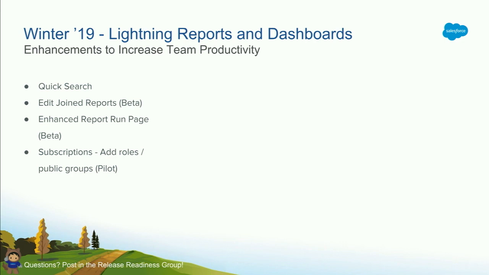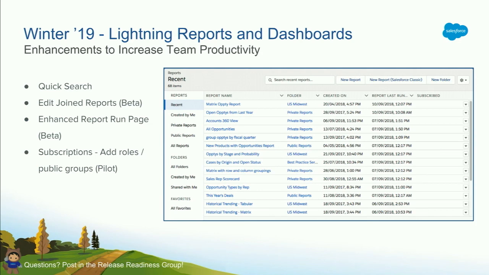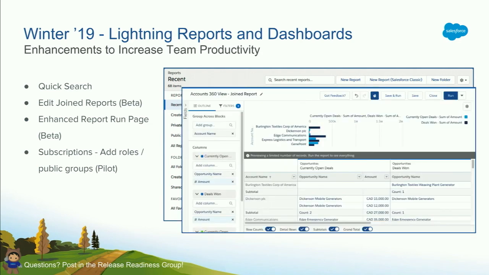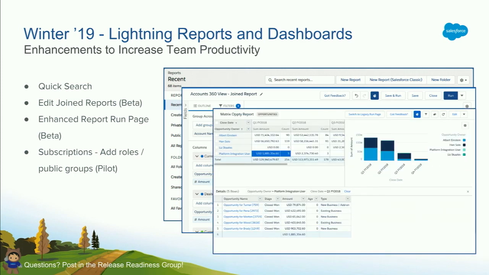What they have delivered this release is first quick search. You're on a report tab, you want to quickly find your report. You can also edit your joined report directly in Lightning. You don't want to go back to Classic. What is Classic, first, right? Woof. I know. And also the report run page, to be able to drill down into a report, to filter, and to easily hide and show totals and subtotals. This is all inside the Winter release.